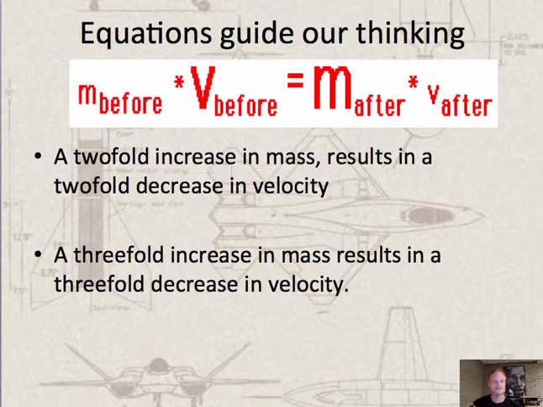And I think it makes sense. If something becomes more massive, the velocity is probably going to go down. If something becomes less massive, the velocity will probably go up. And that's basically all this is saying.